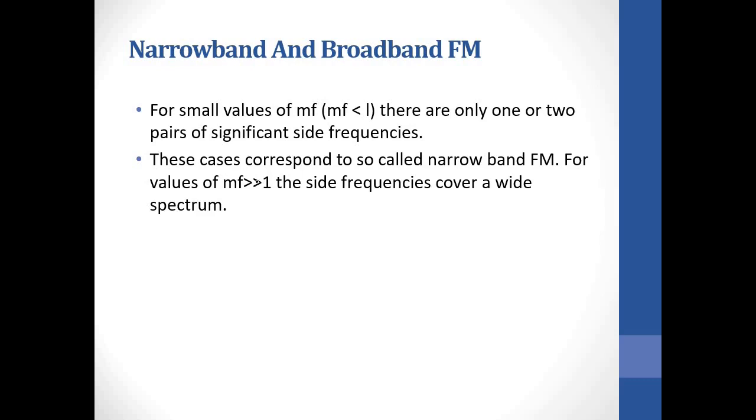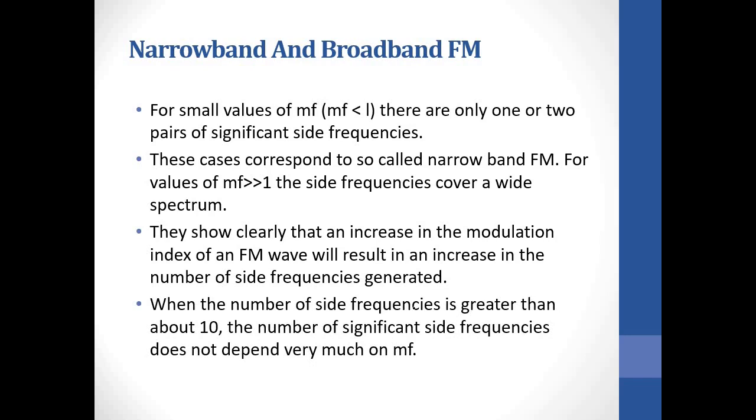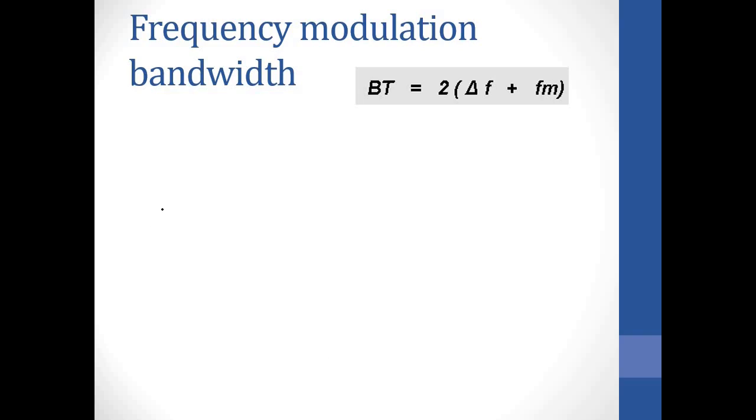So for values of MF much greater than 1, the side frequencies cover a wide spectrum. For example, when we were at 4, the number of side frequencies was more than when we had MF equal to 1. They show clearly that an increase in modulation index of an FM wave will result in an increase in the number of side frequencies generated. When the number of side frequencies is greater than 10, the number of significant side frequencies does not depend very much on MF. It becomes more constant as you increase your frequency.